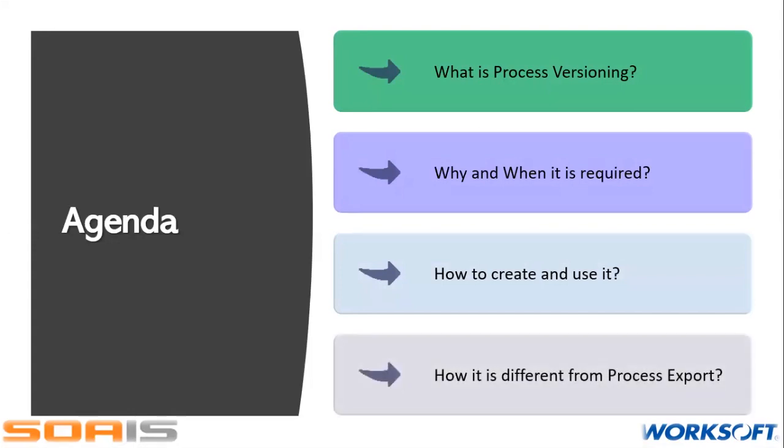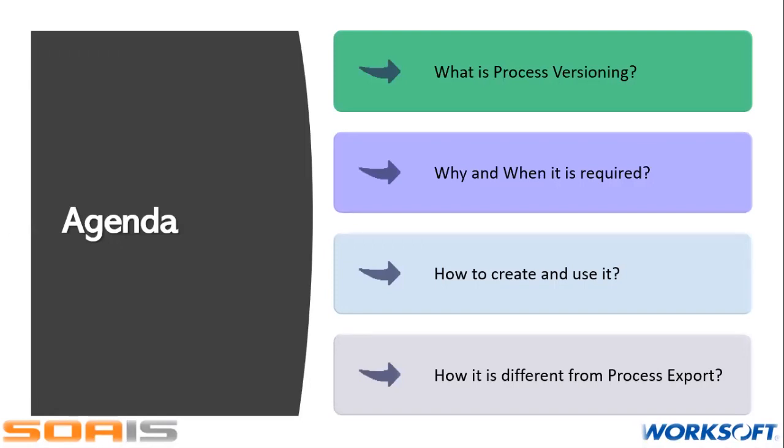And most important, whenever we are talking about that, it is a kind of backup, right? Creating a version of a process is a kind of backup. We are also familiar with process export, this kind of thing. With process export, we are used to taking the backup of a process. So how is it different from the process export? That we will discuss in this session.